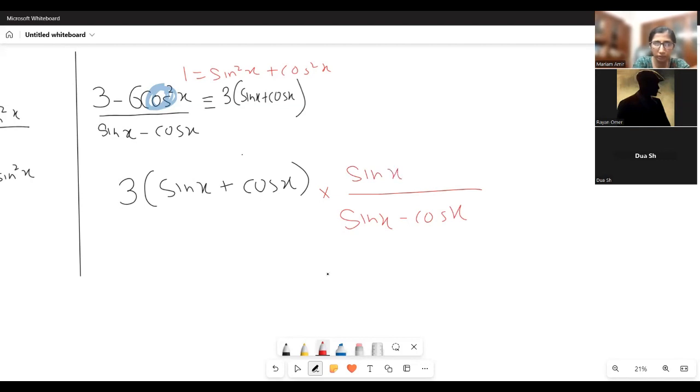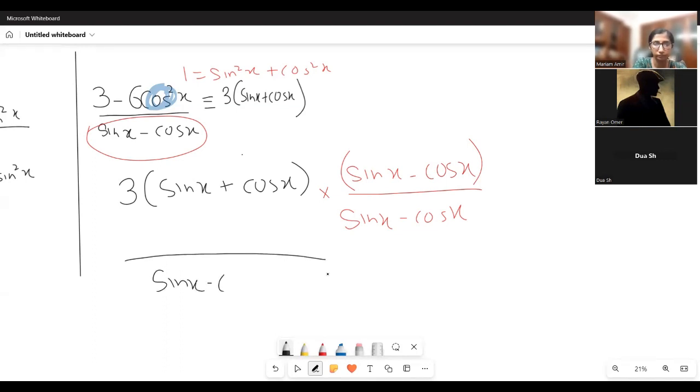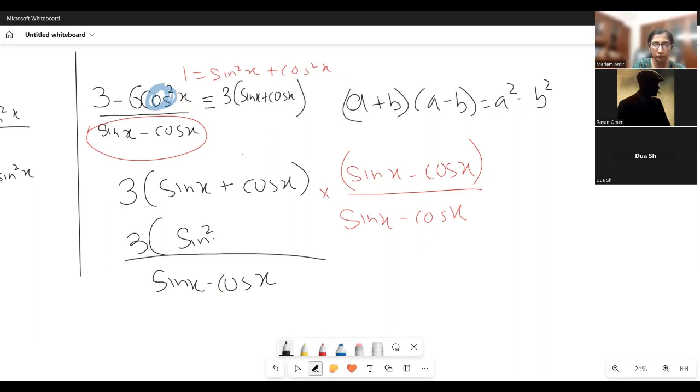Because I know that I need this in the denominator here. So I'm going to start from here. Okay. Now I have the denominator. Denominator is set. And for the numerator, I'm using the identity that a plus b times a minus b equals a square minus b square. So I have 3 times sin square x minus cos square x.